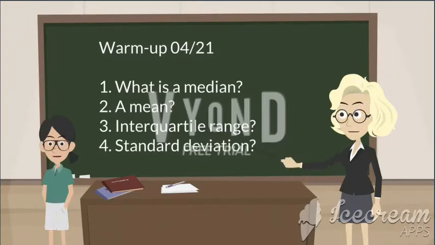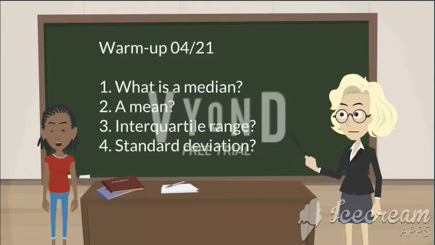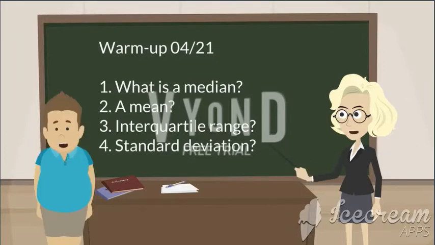The mean is the average of a set of numbers. The median is the middle value of a set of ordered numbers. The range is the difference between the largest and smallest number in a dataset.